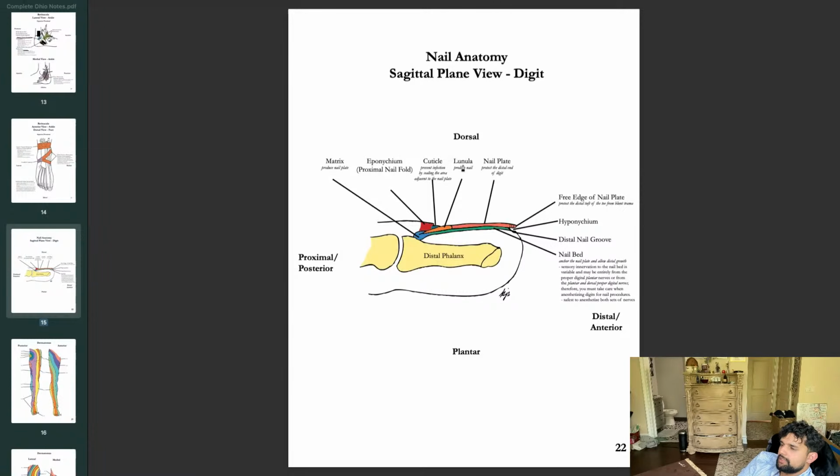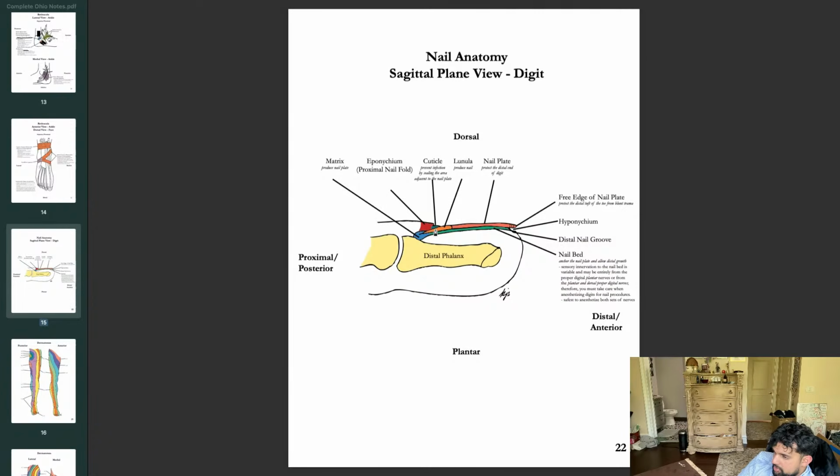I know this because I was doing board vitals, and one of the questions I was asked was something so random, which is like, what's the free edge? And it's called the hyponychium. The free edge, or this area right here, is the hyponychium, and the eponychium is proximal.